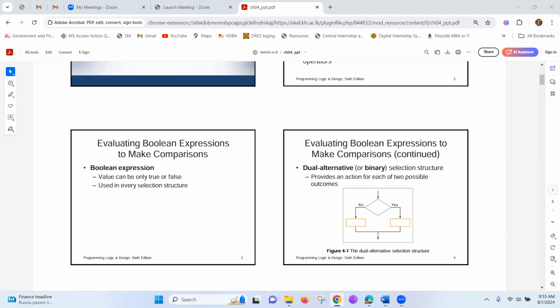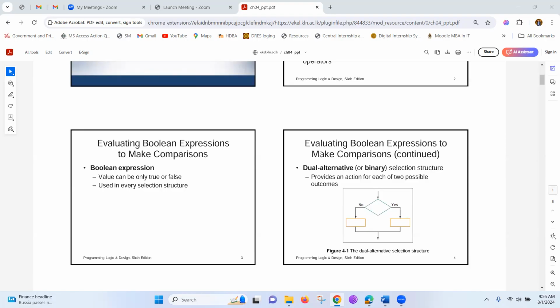What do you mean by a Boolean expression? Simply, we can say you're talking about yes, no, or true, false expressions. That is all about Boolean, right? When you take electric circuits also, this is the way we work. So how can we convert analog to digital? We are always using these Boolean expressions. The value can be only true or false. If you are expressing something using true and false, we can call it a Boolean expression, right?